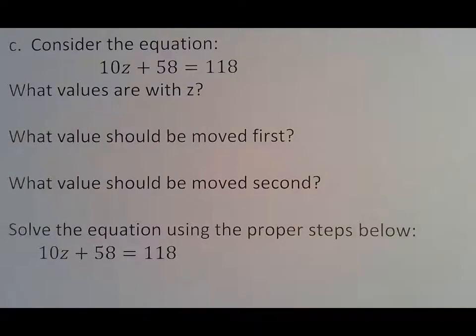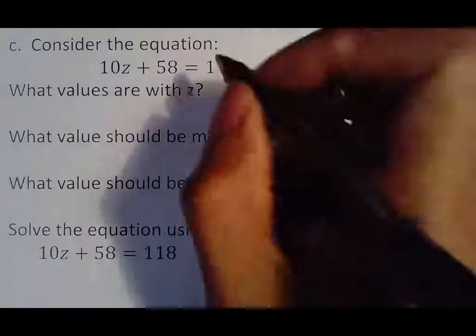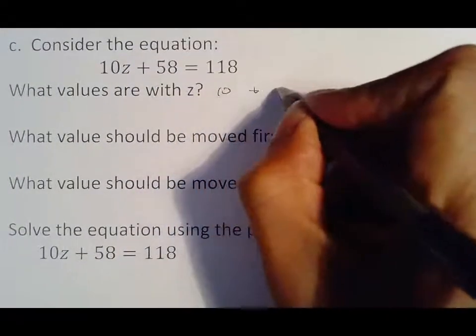Consider the equation 10z plus 58 equals 118. What values are with Z? Again, I'm sorry, with Z, 10 and 58. This is the 2-step equation.